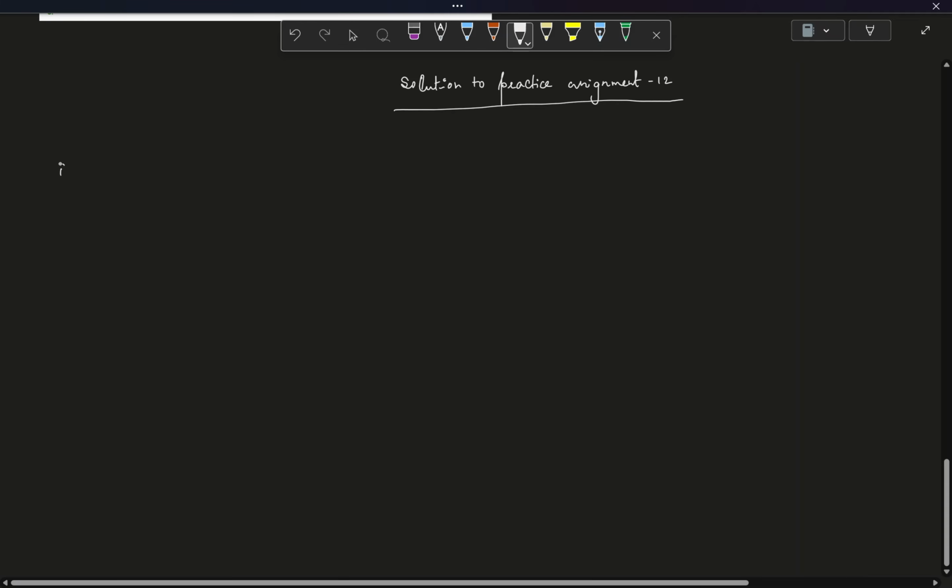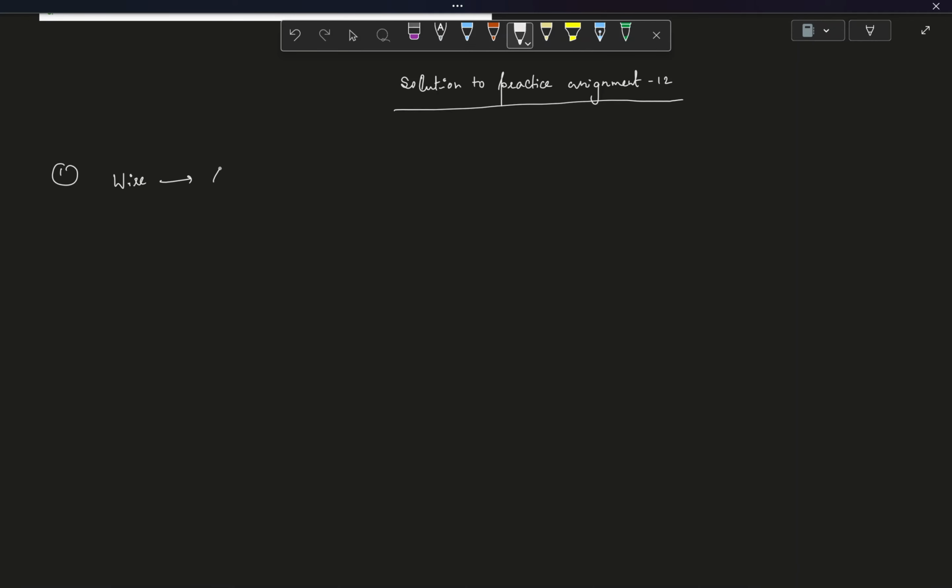So, question number 1: you have a wire, which we have to treat like a perfect black body, as per the question. The length of the wire is, let's say, capital L, given as 1 meter, and the radius of the wire is 1 millimeter, which in SI units is 10 to the power minus 3 meter.